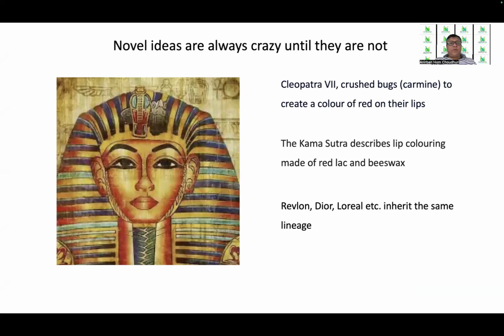And as we know, novel ideas are always crazy until they're not. They emerge from our thinking about the problem. Like Cleopatra used to crush bugs to create the red color on her lips, and the Kama Sutra describes lip coloring with beeswax and red. That gave origin to the lipstick, and today we have Revlon, Dior, L'Oreal, etc. But they all follow the same lineage of generating through novel ideas.